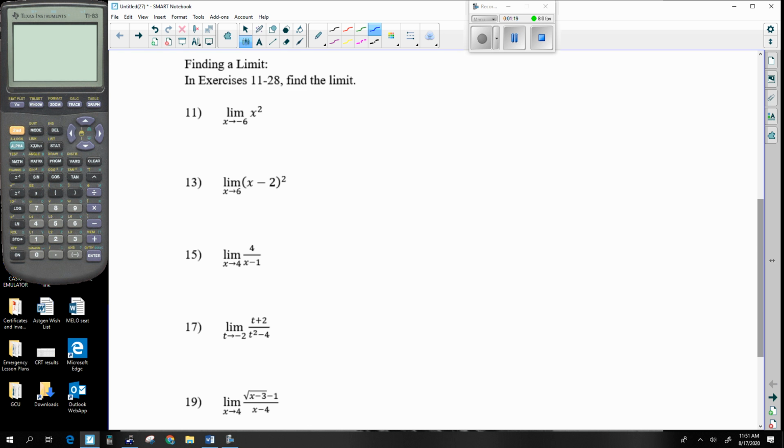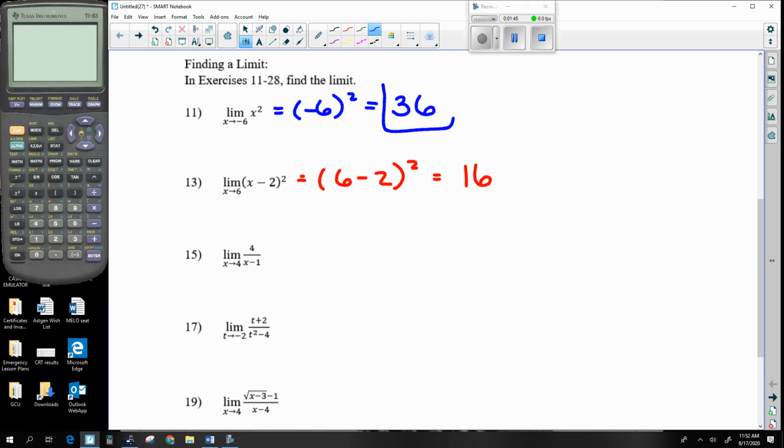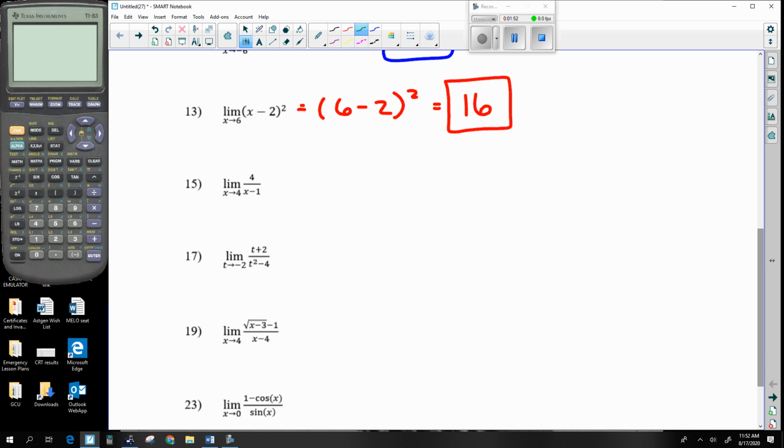Find the limit. Okay, so here, the majority of limit finding is basically substitution. It's really nothing more than that. If there is illegal mathematics somewhere, then you probably need to factor or something like that. But for the most part, it's just basic substitution. Nothing too crazy.